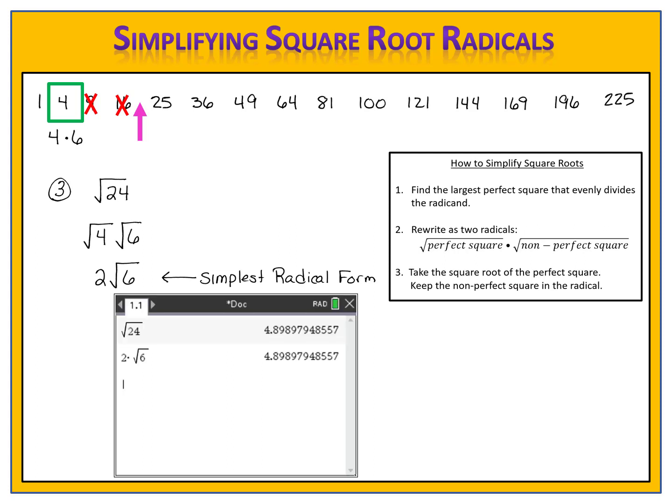Again, we can confirm this by looking at our graphing calculator to see if the expressions are equivalent. When we type them in, we see we get the same decimal approximations, which means the two expressions are equivalent.